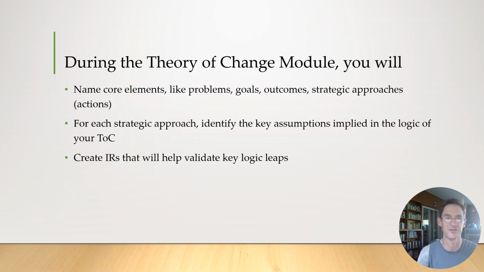So during the theory of change, you will name core elements like problems, goals, outcomes. What the module calls strategic approaches, you might typically think of as actions, the things we're going to do. For each of those strategic approaches and actions, it'll help you identify the key assumptions implied in the logic of your theory of change, and then to create those intermediate results that will help you validate those key logic leaps, as we've discussed.